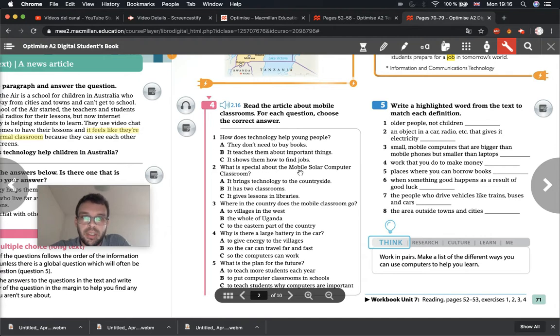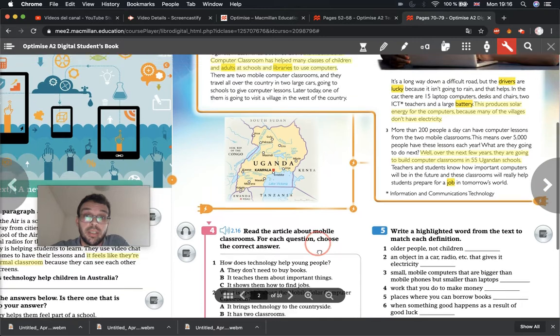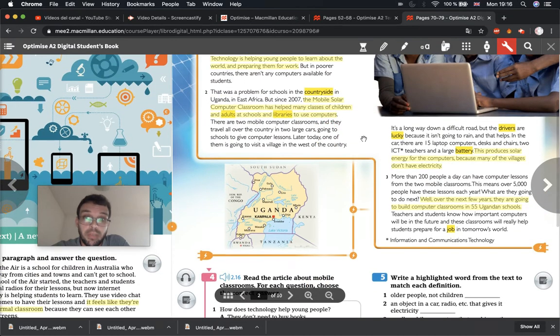What is special about the mobile solar computer classroom? All right, and our options. It brings technology to the countryside. It has 2 classrooms. It gives lessons in libraries. What is special about the mobile solar computer classroom? Well, to give you a little help, I've highlighted this in the text.